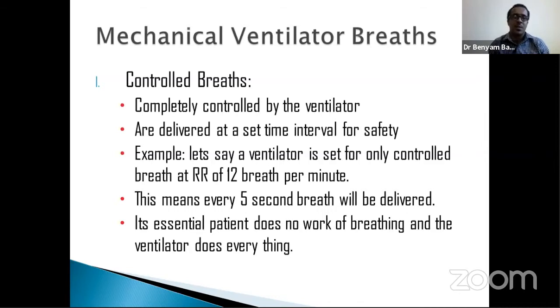So the first thing I would like to discuss is how mechanical ventilator breaths are delivered to the patient, or how the patient receives the breath. The first mechanism is the controlled breath.